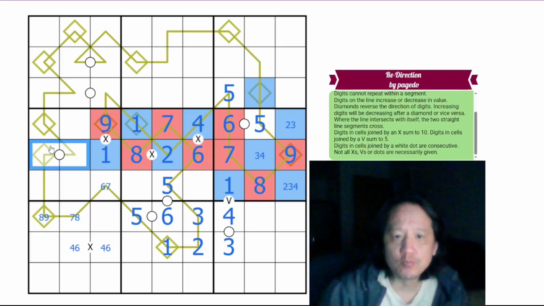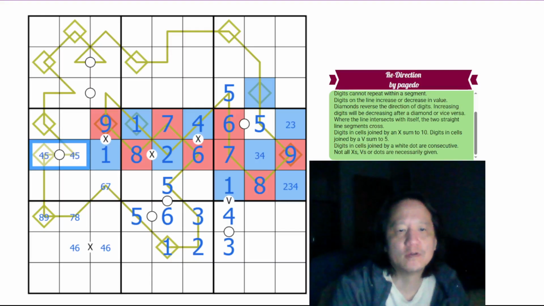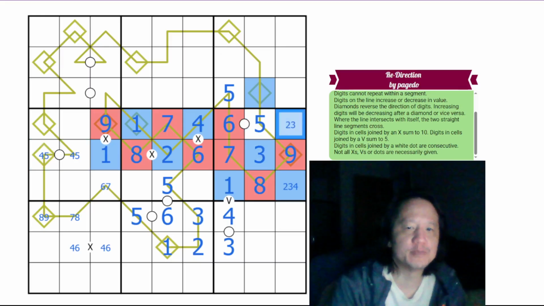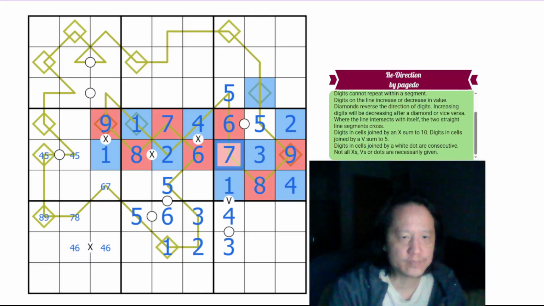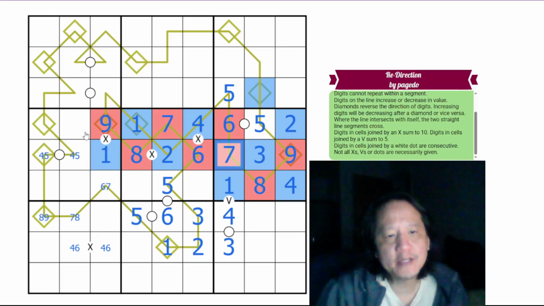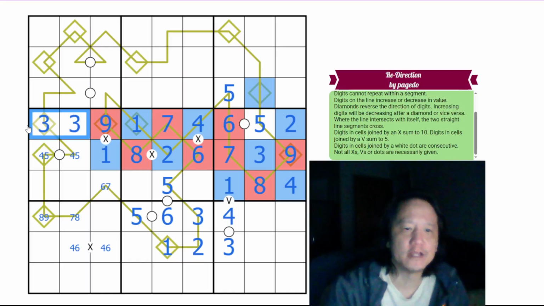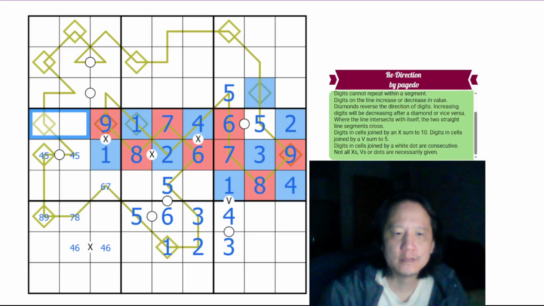Remaining digits in row 5 are 3, 4, and 5. 5 has to be one of these next to the continuous set, so it must be 5 and 4 here, because it's not consecutive with 3. So therefore this is 3 here, which means this can't be 3, that's 2, which means this can't be 2 or 3, it's 4. Remaining digits in row 4 are 3 and 8. Okay.